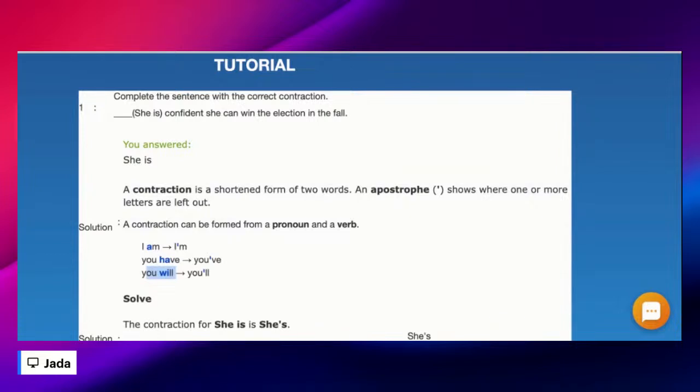I'm sure that you guys know the contractions, right? Do you have any question about this before we move on to the questions? Guys, can you tell me in the chat?